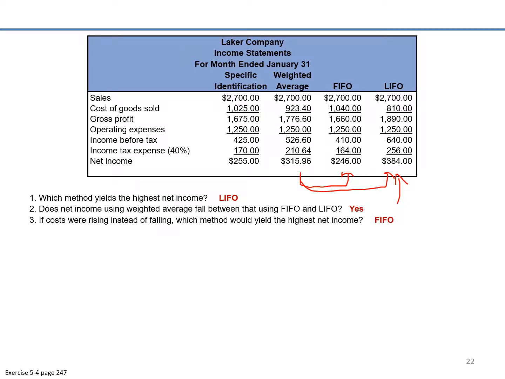It's FIFO. Here's why. If prices are rising, or I'm sorry, if costs are rising and you use the FIFO method, that means that the lowest costs are going to flow to your income statement first, which means your net income is going to be higher because your cost of goods sold is going to be lower. Okay?